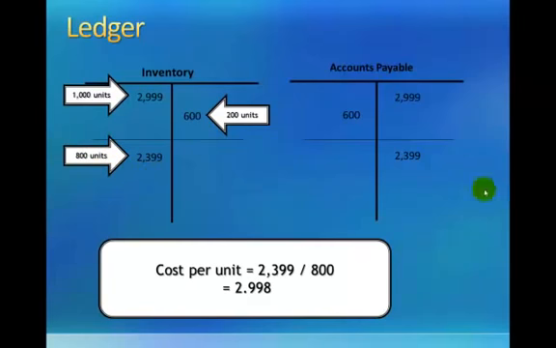$2,399. The accounts payable is a mirror image of inventory, and it also shows that we owe our supplier $2,399 for the inventory that we purchased, less the inventory that we returned. We'll also notice here that we have 800 units with a total cost of $23.99, which means each unit cost 2.998 cents.